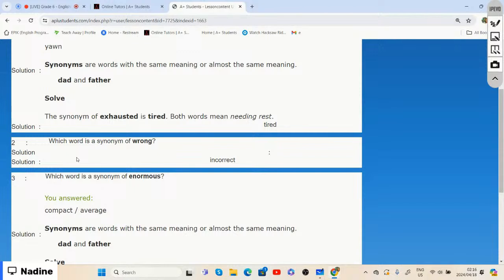Or if we were to say that something is right, we can say it is correct. So incorrect is just the opposite of correct. Yes, well done. So incorrect is basically the same as saying that something is wrong, which means that it is the synonym of wrong. And we see that the synonym of right is correct.